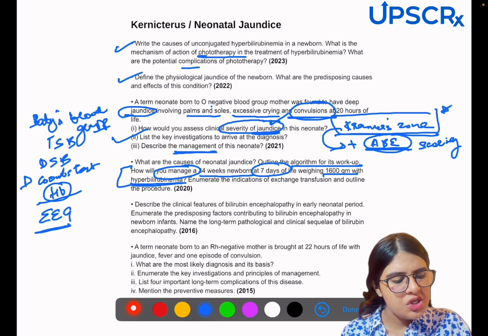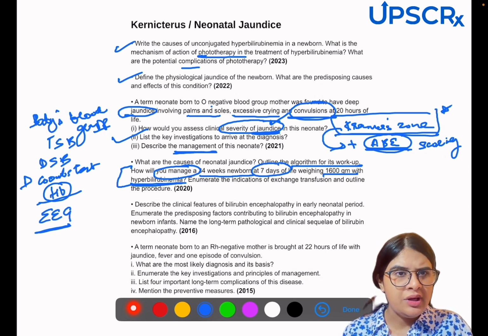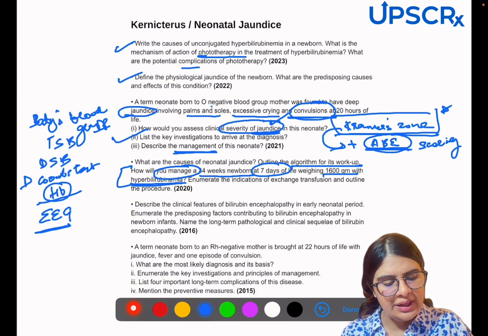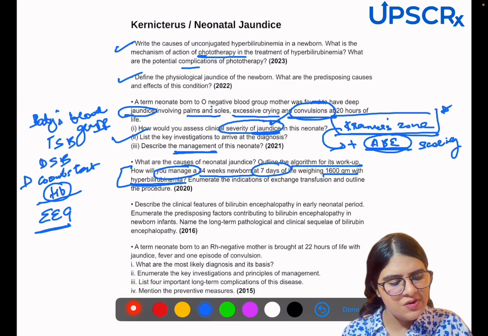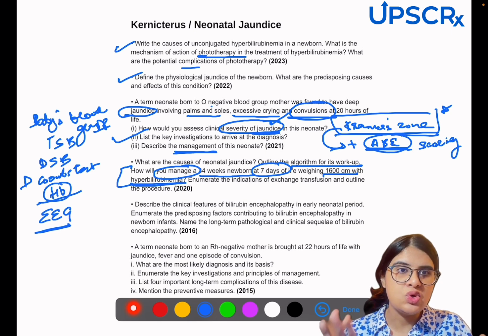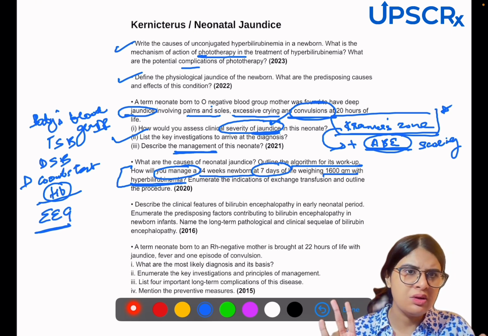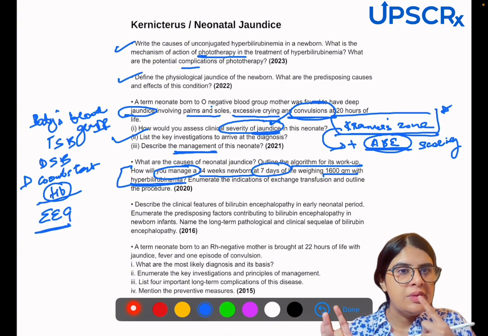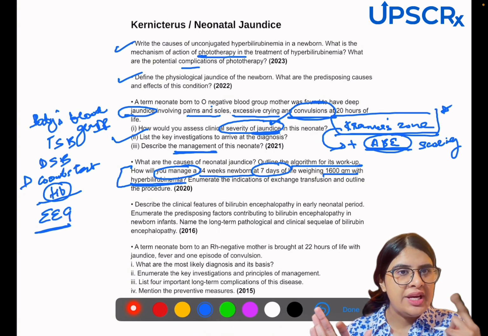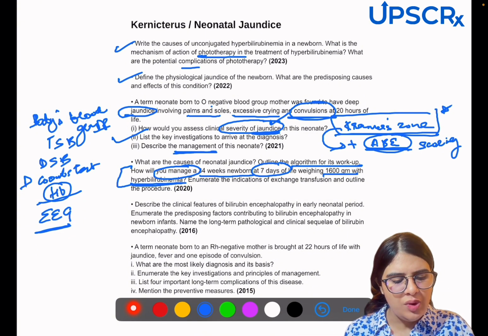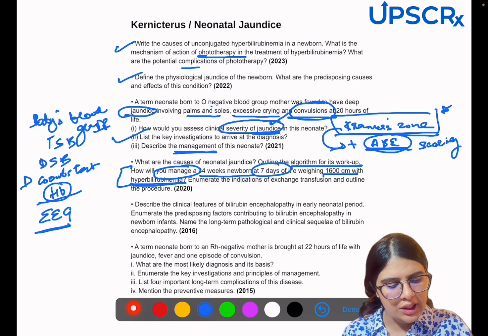Describe the clinical features of bilirubin encephalopathy in the early neonatal period. This we talked about. You can write this. The predisposing factors we have seen. Pathological sequelae of bilirubin encephalopathy means kernicterus. So 5 things: choreoathetoid cerebral palsy, sensorineural hearing loss, right? You've seen this. Dental enamel dysplasia, upward gaze palsy, and intellectual disability, right? Can't miss that, so you can write that.